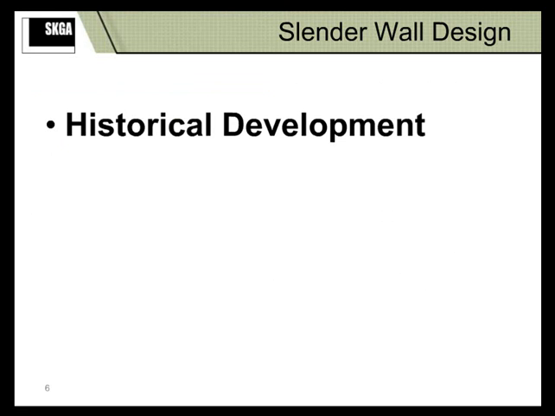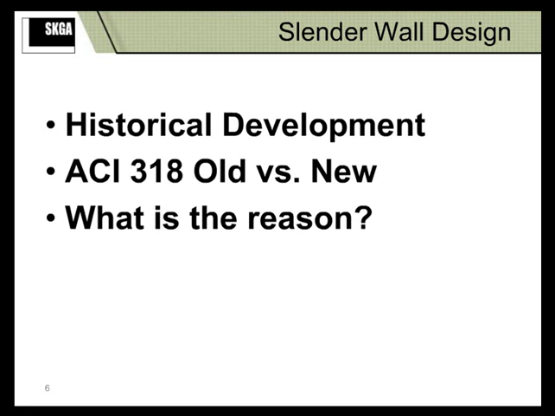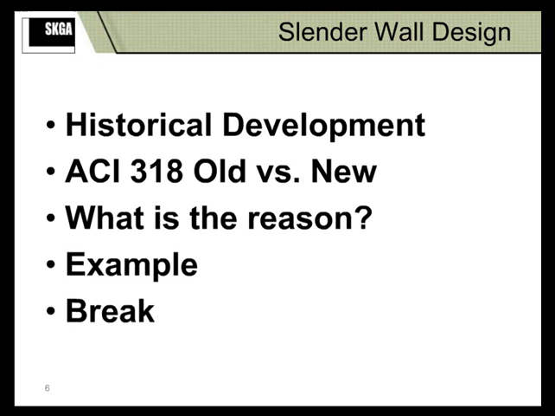Our order of presentation for the slender wall design is going to be looking at the historical development of this section of the code. We'll be comparing the old ACI 318 to the new ACI 318 because there was a dramatic change several code cycles ago that's important to understand. Also, we'll talk about the reason for this dramatic code change, which will help you understand why the code has changed so dramatically after several code cycles. And then I'll provide an example that will run through this for the slender wall. And then we'll have our break, a 5-minute break with 10 minutes of questions and answers.